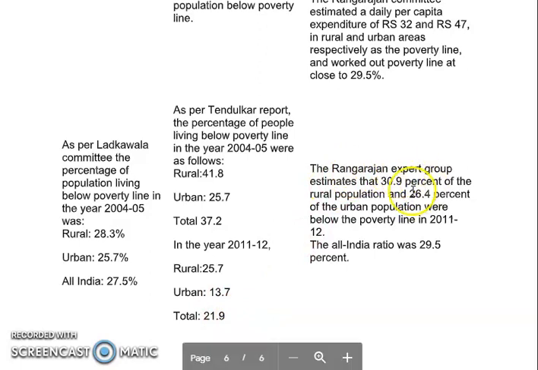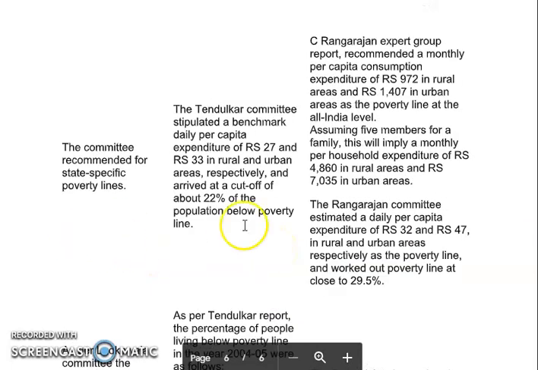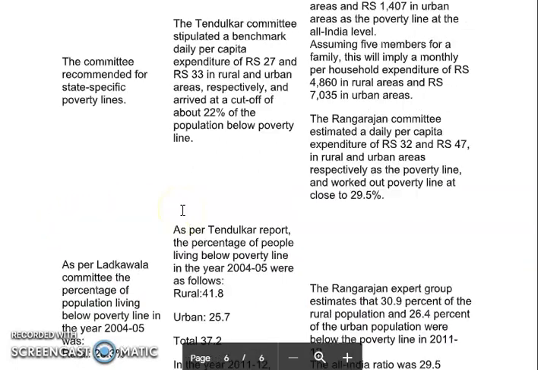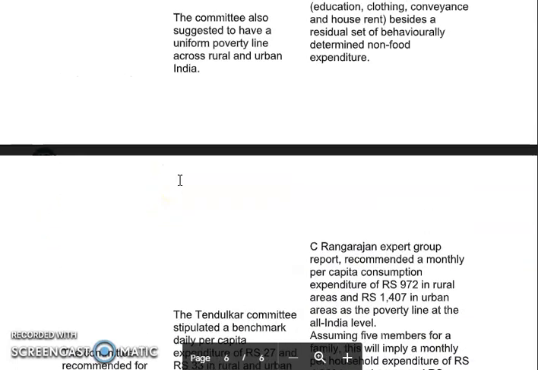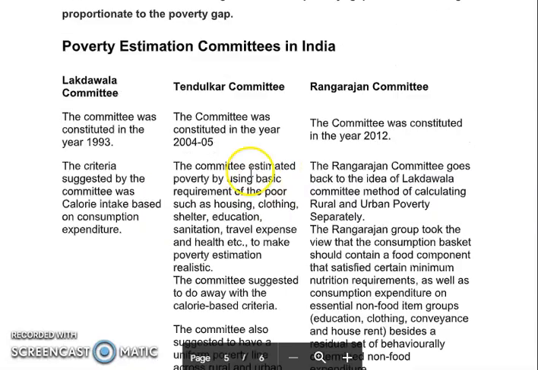The Rangarajan expert group estimated that 30.9% of the rural population and 26.4% of the urban population were below poverty line in 2011-12. The all India ratio was 29.5%. And then there are some slight differences in the rural below poverty line percentage, the urban below poverty line percentage, and the total between these committees' poverty estimation. Okay, thank you.